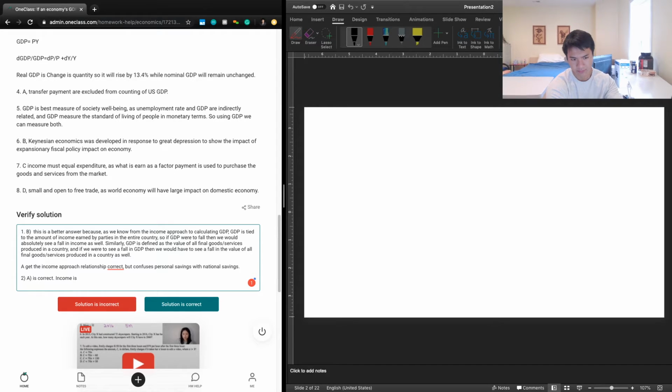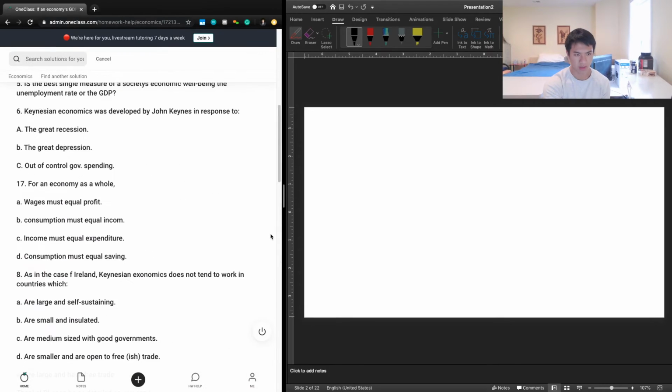Income is one person's income is another person's expenditure, and so both the income and expenditure approach yield the same GDP value. Great, so that's going to be correct.